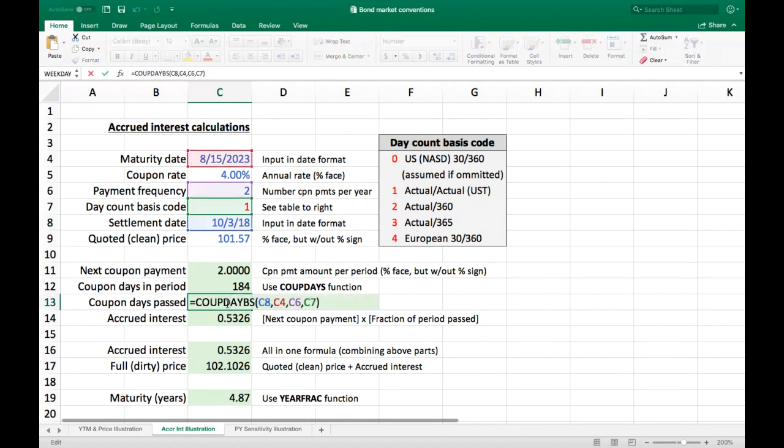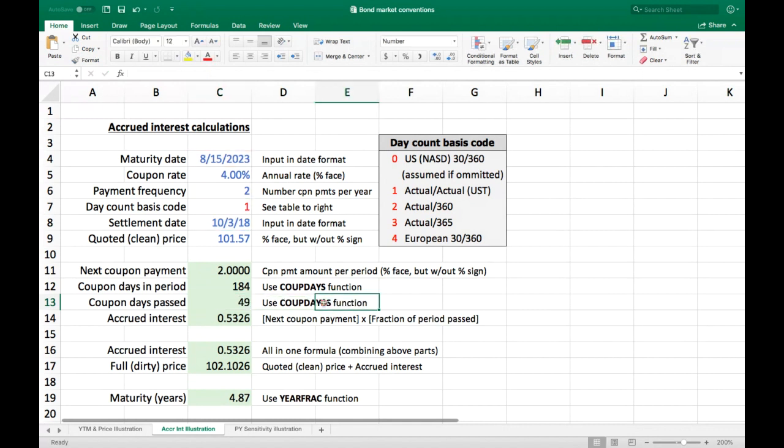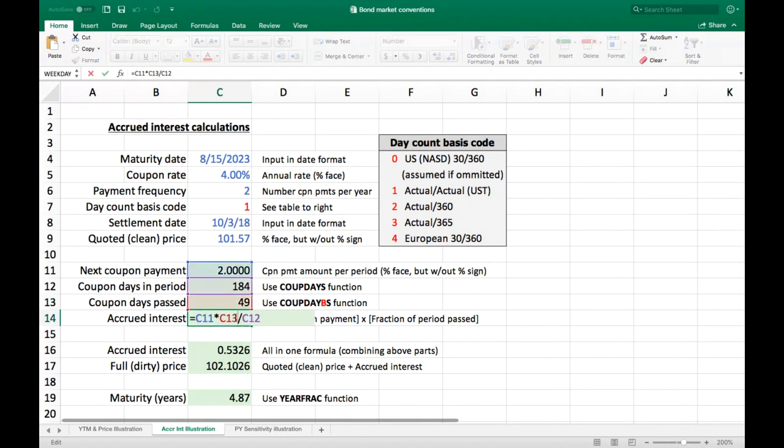And then the coupon days passed, we're using exactly the same parameters, but here there's an extra B, notice that in the function. So it's COUPDAYBS, and that returns the number of days that have passed. So then if we take the ratio of those and multiply it by the next coupon payment, we can get the accrued interest. So it's 49 divided by 184 times 2, and that gives the accrued interest of 0.5326.